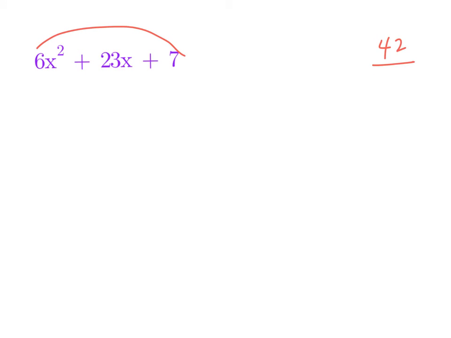Anybody think of what the factors are of 42 that add up to 23? 21 and 2. Okay? So since 21 times 2 gives me 42 and it also combines to give me 23, I'm going to rewrite 23x using these numbers. I'm just going to write it as 21x plus 2x. And what I've done is create a polynomial with 4 terms, and now we can factor it by grouping, just the way we did on Friday. So go ahead and finish that up.